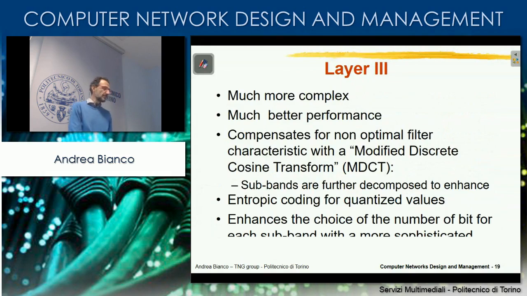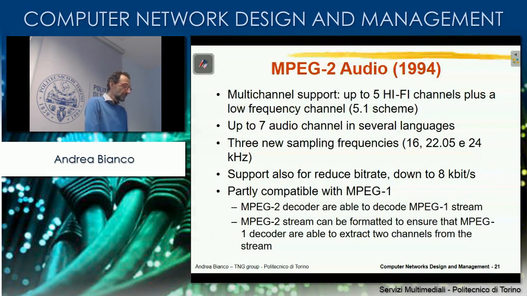And finally, some numbers for MPEG-2. This is much more sophisticated because it can have up to 5 hi-fi channels plus a low frequency one. You can have up to 7 audio channels in several languages on the same bit stream. Okay, you can have 3 sampling frequencies plus the frequency we had in MPEG-1, and it's partly compatible with MPEG-1. Okay, in the sense that if you have an MPEG-2 decoder and an MPEG-1 coder, you are able to decode it. Of course, not vice versa.